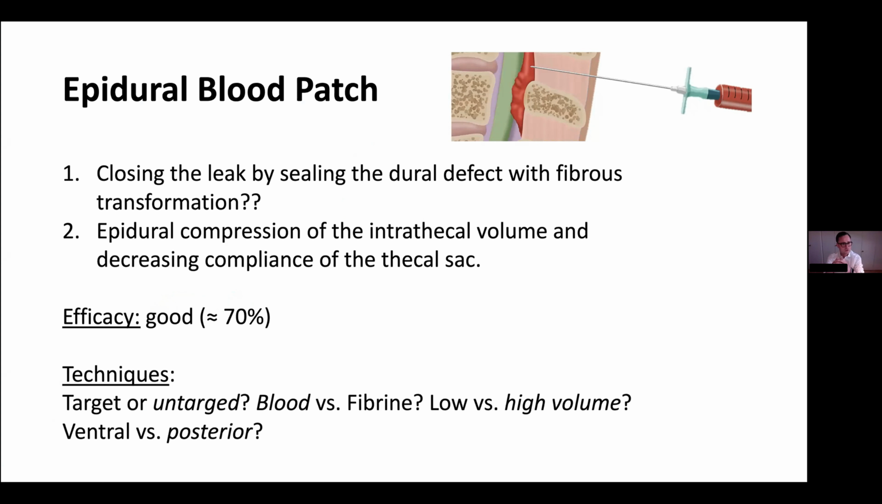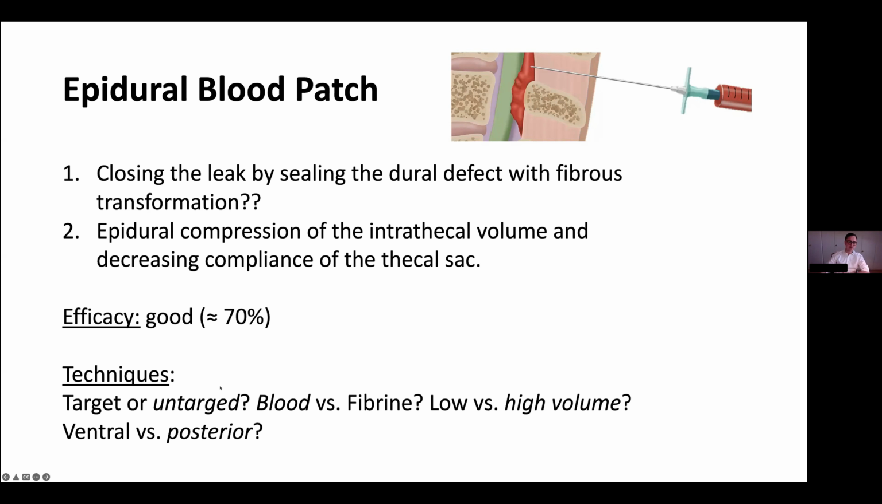I think there are two theories. The first theory is closing the leak by sealing the dural defect with a fibrous transformation. I think this is really hard to achieve. I think the effect of a blood patch is more the epidural compression of the intrathecal volume and therefore decreasing the compliance of the thecal sac. We have a relatively good efficiency on epidural blood patches. It works in about 70%.